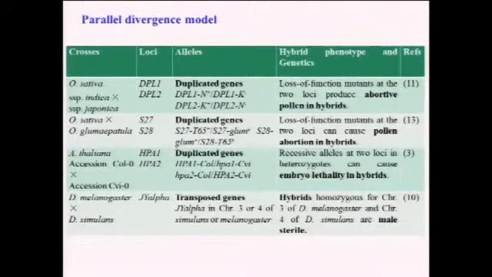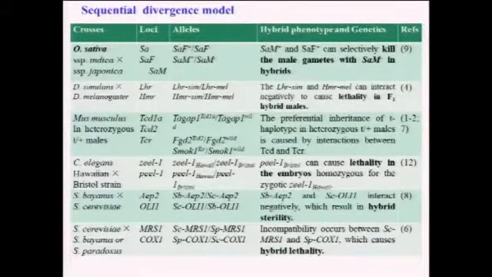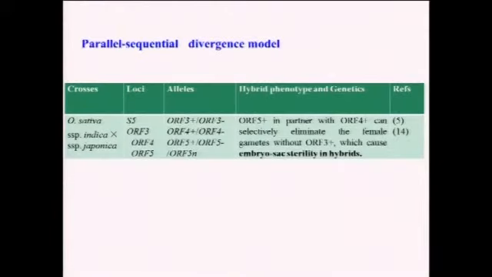So the data accumulated so far can be classified into one model or the other, in rice and also in a number of animal studies. For reproductive isolation in rice, Arabidopsis, and Drosophila, some examples conform to the parallel divergence model, and some examples conform to our sequential divergence model. The one that agrees with our proposed parallel sequential divergence model is only this particular case, S5, which I just described.